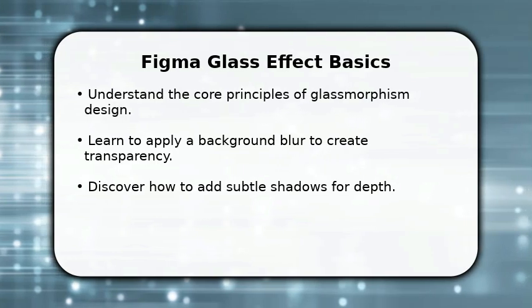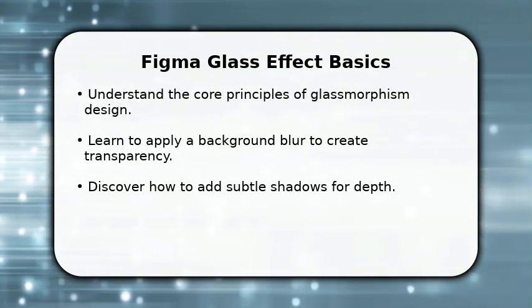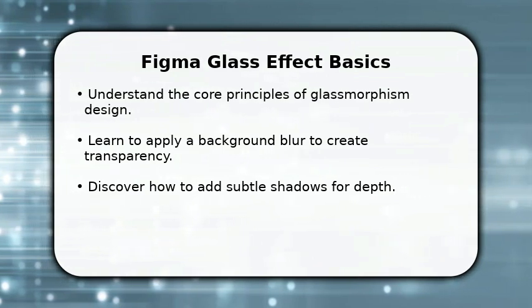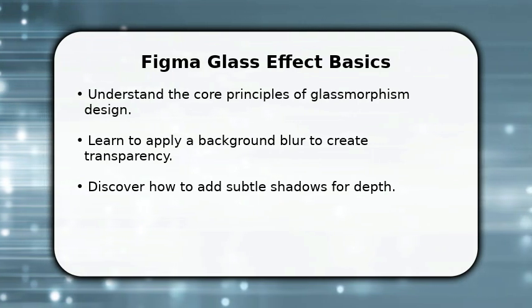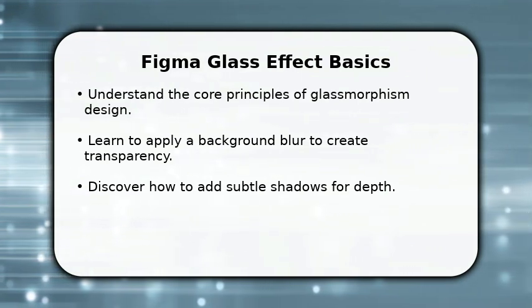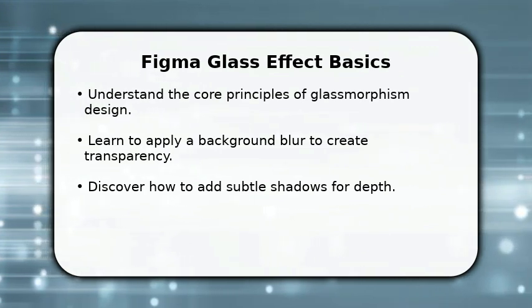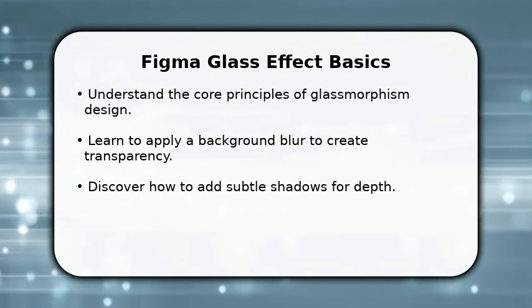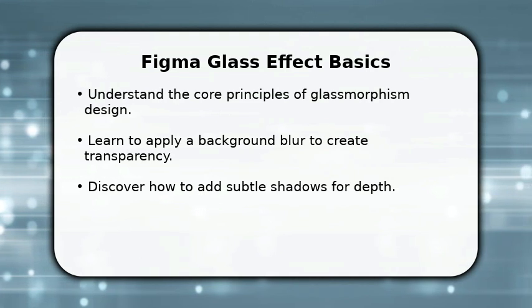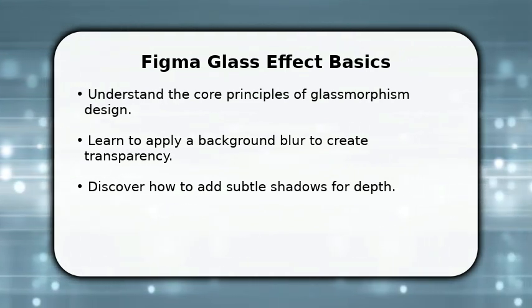Enjoy the video. In this video, I will explain how to make a glass effect in Figma. First, start by creating a shape, like a rectangle, that will serve as your glass element. Next, ensure your background has some visual elements or colors for the blur to interact with. This effect relies on seeing through to what's behind it, so a plain background won't showcase it effectively. We'll then dive into applying the blur and other essential properties.